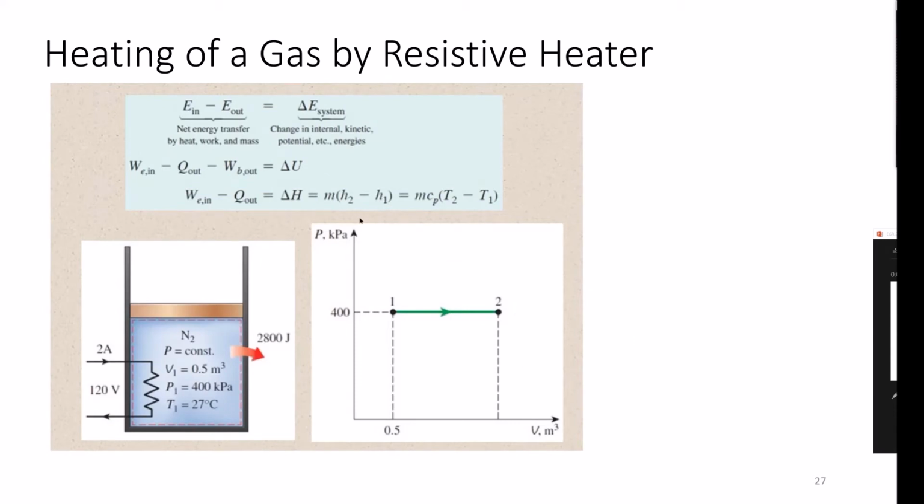Now we look at another example. In this case, there's work coming in, there's heat leaving, so it's not a perfect insulator, and there's boundary work being done at the output. So the change in internal energy is just going to be the difference between them, whatever comes in minus whatever's going out.